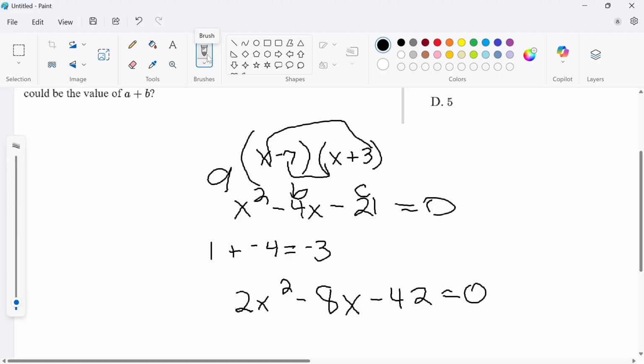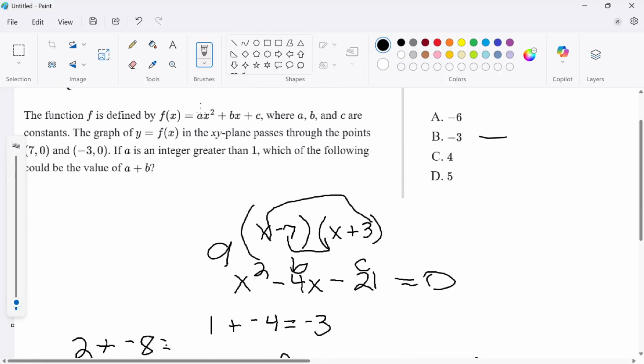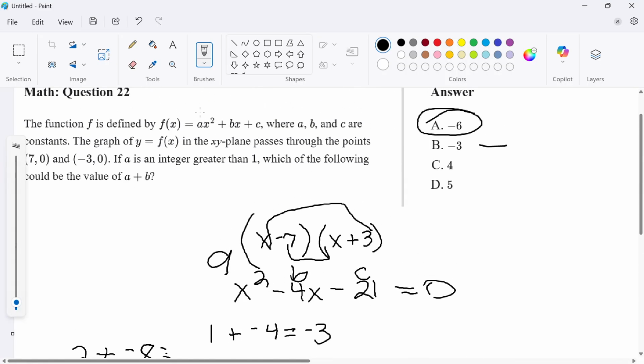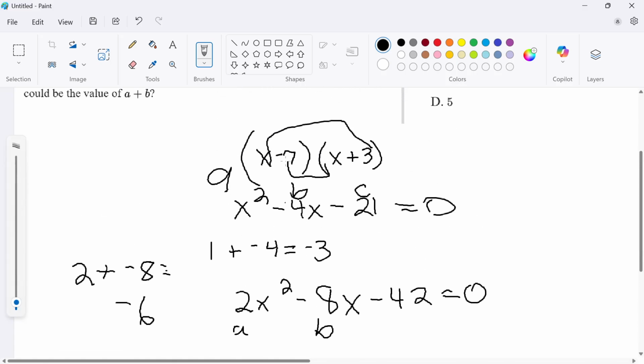And now let's see what I get. a is 2, b is negative 8, 2 plus negative 8 equals negative 6. Now a is a number greater than 1, and oh look, a plus b matches an answer choice. So the answer is A, negative 6 is one possible answer. There are many other possible answers if a is greater than 1, but I found it just by multiplying the quadratic I got by FOILing the factors, just multiplied it by 2. And then if that didn't work, I multiplied it by 3 and so forth.